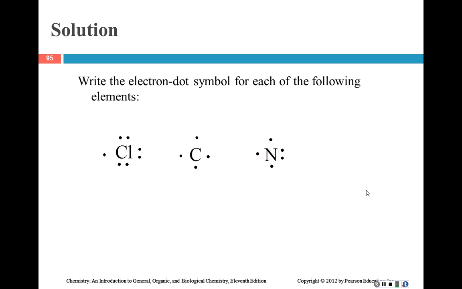Alright, how did you do? Chlorine has 7 valence electrons, nitrogen has 5. So you have those 5 dots, and you remembered that you put them singly until you get more than 4, and then you begin to pair them one at a time. Okay?